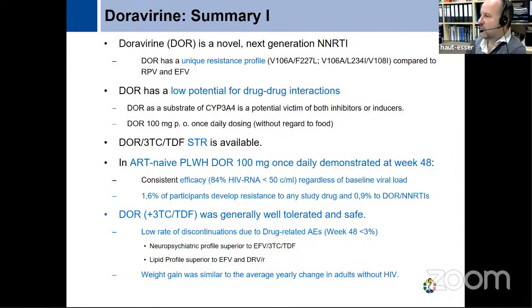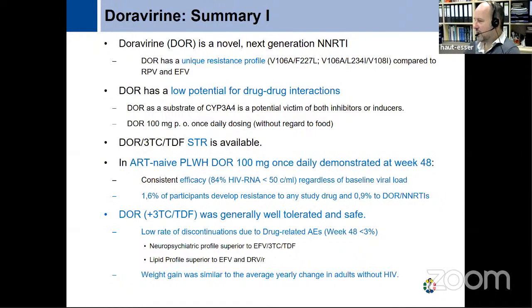Okay, I come to my summary, putting all this together. What can we see in the clinical trials? Doravirine is a novel next generation NNRTI. It has a unique resistance profile, but it's not a very potent drug. It has only low potential for drug-drug interactions. It is possible to use as a single tablet regimen with once daily dosing at the 100 milligram dosage. It can be used without regard to food, and we see a consistent efficacy.